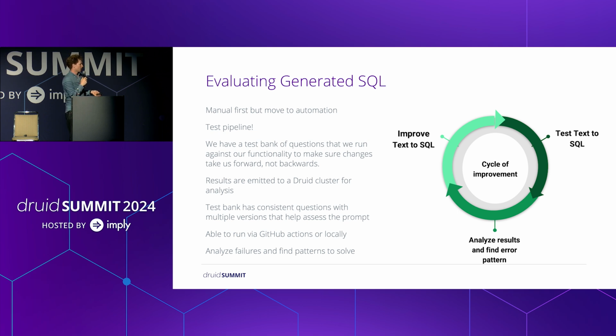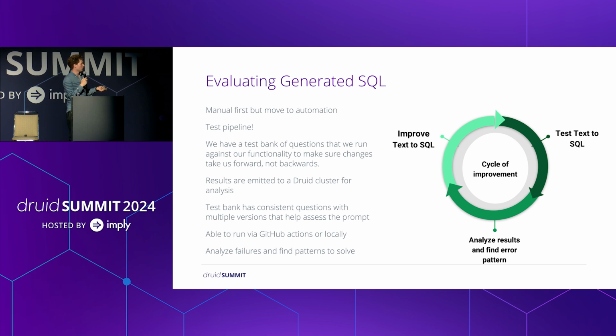And I'm able to run it via GitHub Actions or locally. This way I can test out my changes immediately, or also push it to a production environment and test it out there. And then the other thing at the end of it is, after running through all these test prompts, you analyze the failures, find the patterns that you care about, see which categories they fail in, and try to find out which ones you want to solve next.